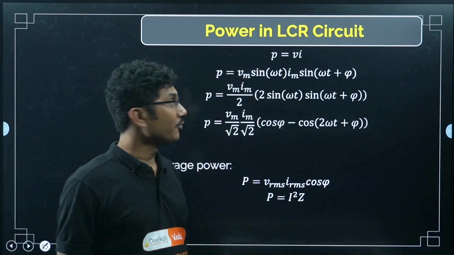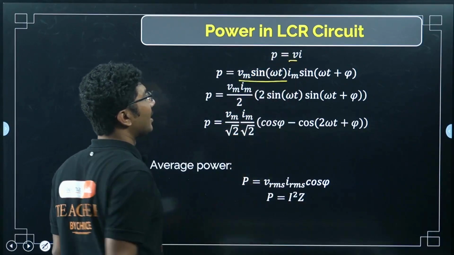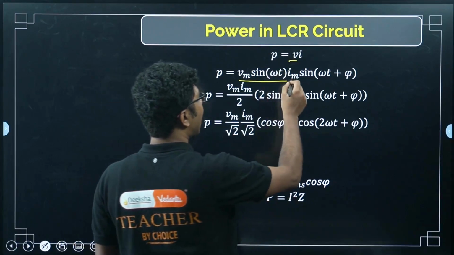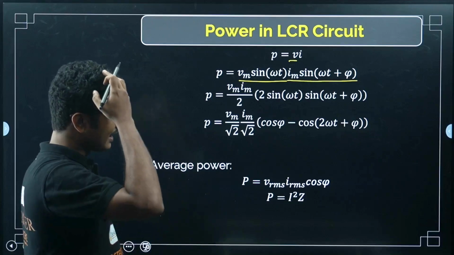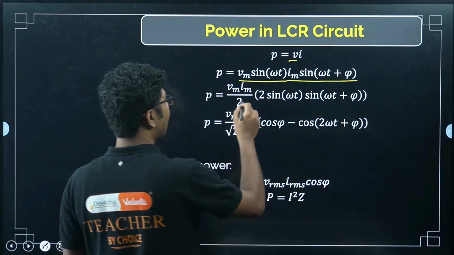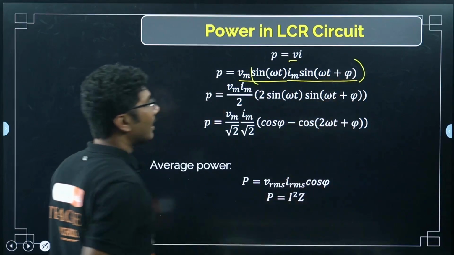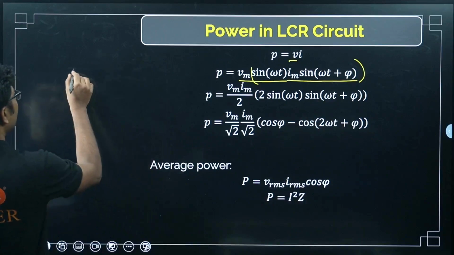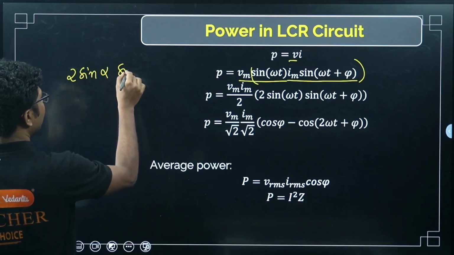So power is VI, and we apply V equals Vm sin omega t. We have put the values. Current is Im sin(omega t plus phi), we have already discussed that, where phi is not 0. Now if you calculate that, you can take this as 2 sin alpha sin beta.